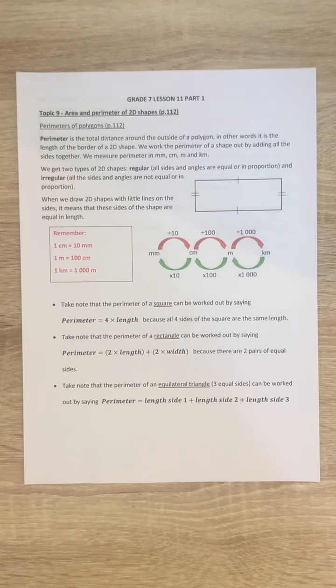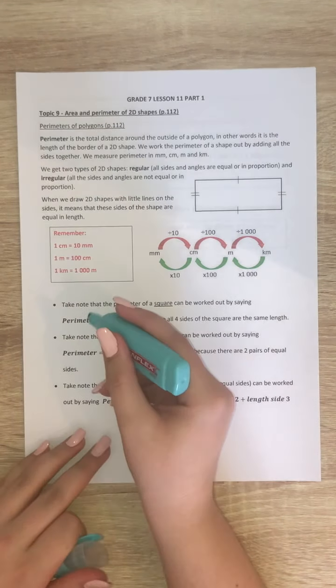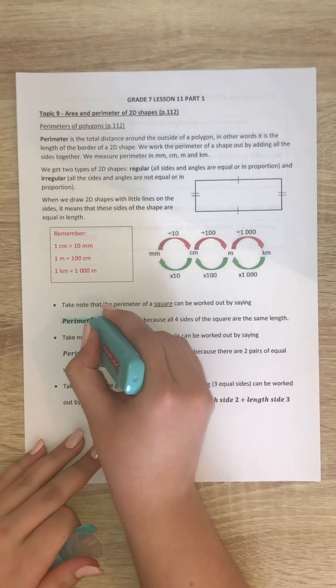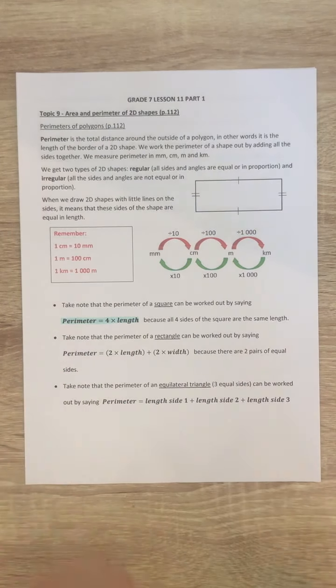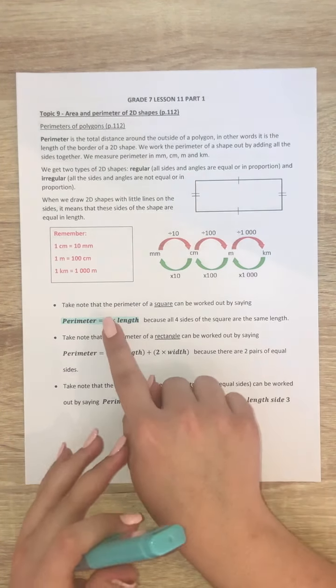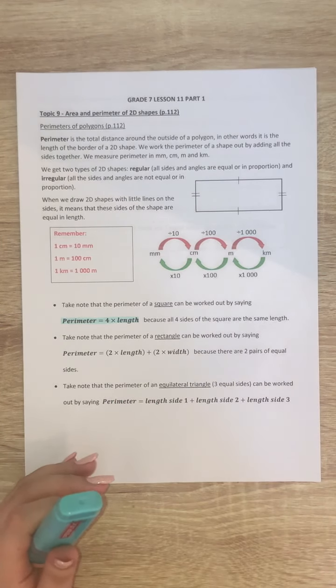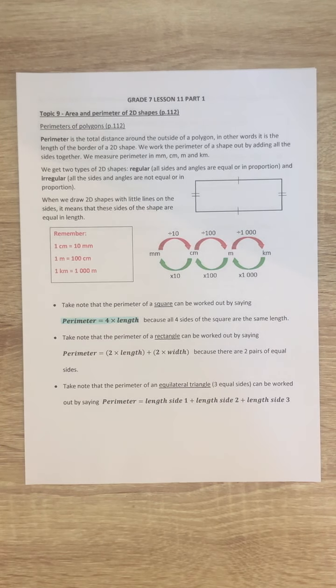Okay. So if we have a look at the bottom, it says, take note that the perimeter of a square can be worked out by saying, now this is the formula of a perimeter of a square, so I'm going to highlight it. Very important. The perimeter of a square we work out by saying 4 times the length of one side, because we know in a square, all the sides are equal in length.